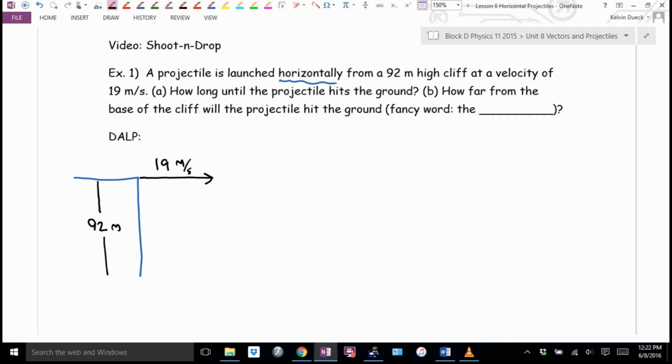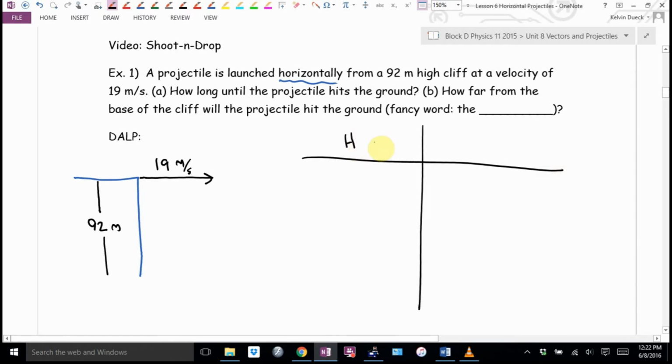T. Okay. You know what? We're not going to jump into solving this. This is a projectile. Do you remember what I said our best strategy was to solving these? It was a certain type of a table. I called it a T-table. So go like this. And put a big H for horizontal and a big V for vertical.